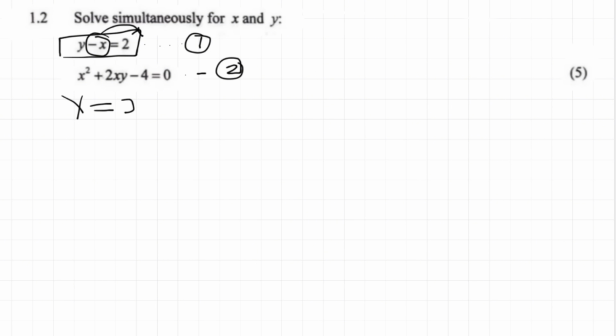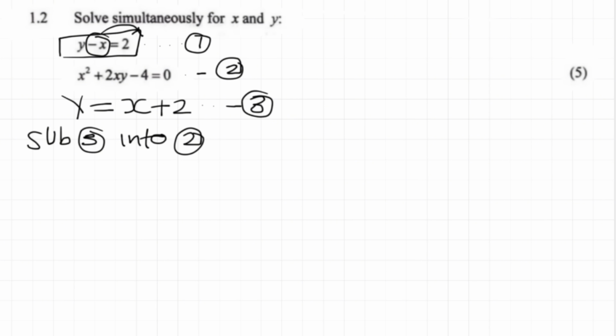So I'm going to just have that positive 2. So this is going to be my equation 3. Some other people do this in different ways, but I prefer to do it in this way. So once you have equation 3, you're going to substitute equation 3 into the equation that you have not yet used, which is equation 2 over there. So from here on, whenever there is y, I'm going to substitute this.